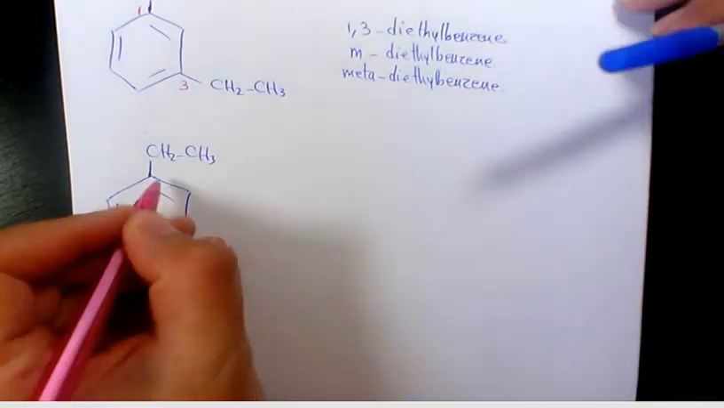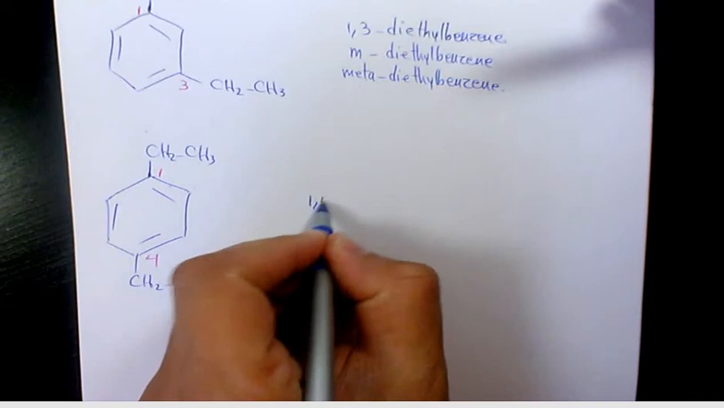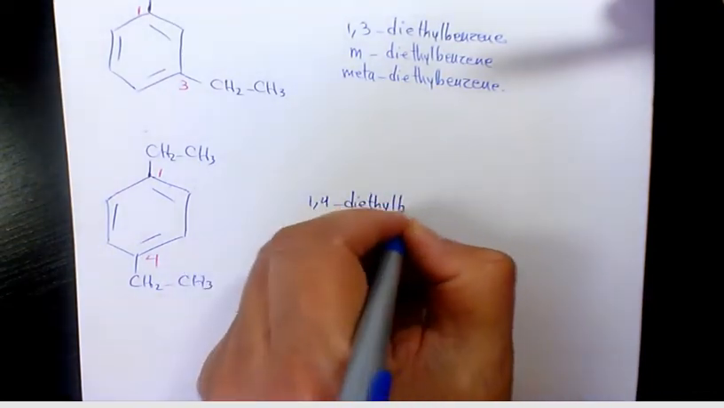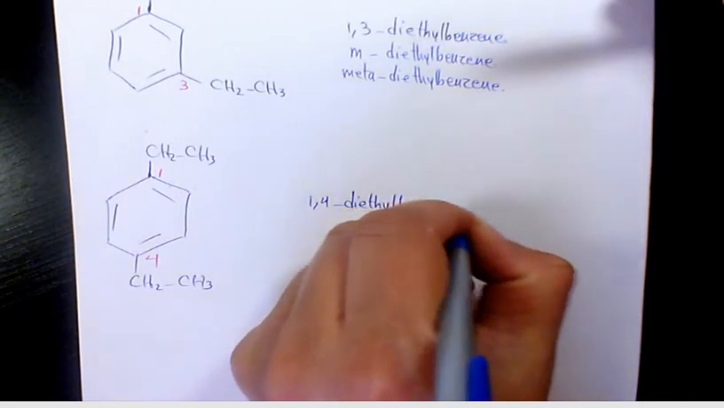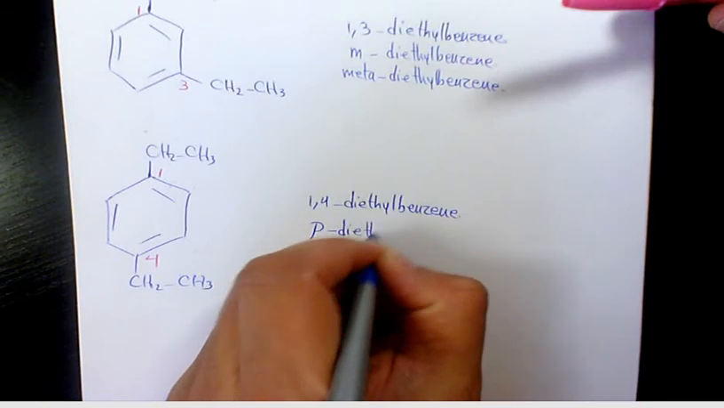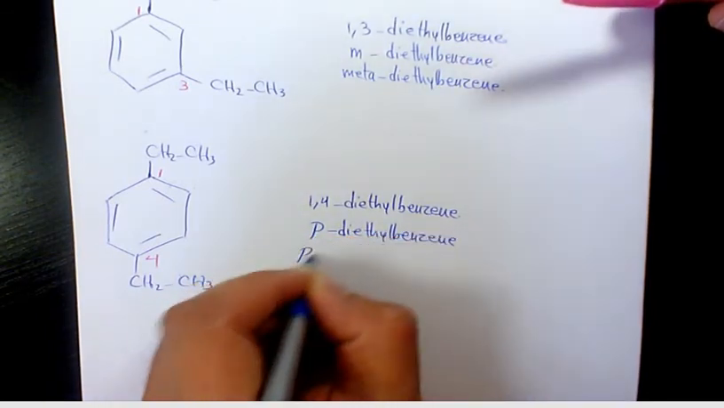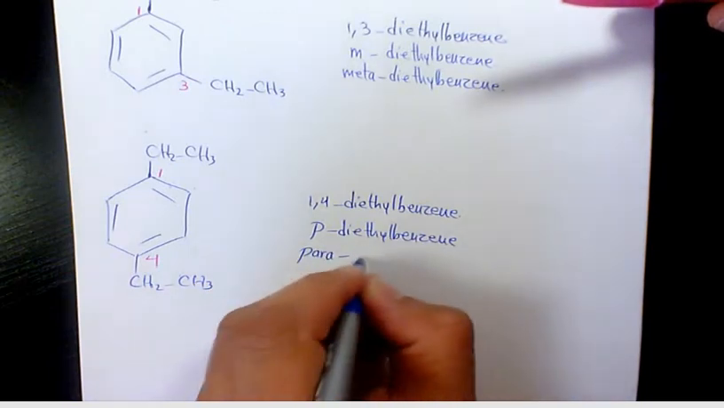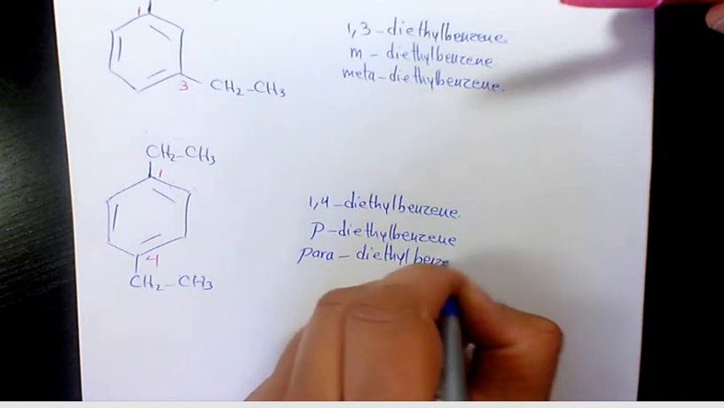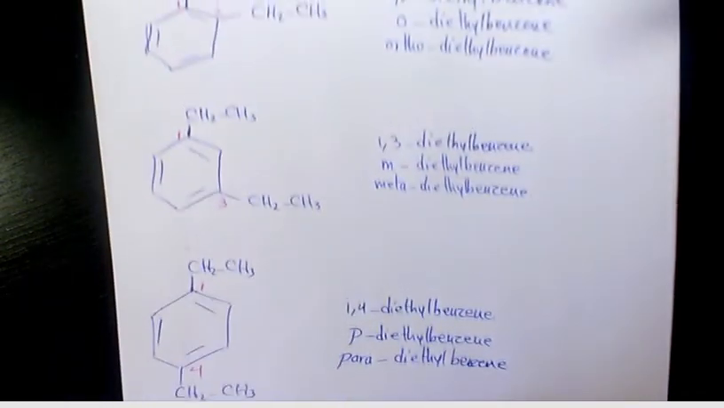Next is going to be 1, 2, 3, 4. It's going to be 1 and 4. Diethylbenzene. Or para, p-diethylbenzene, or you write it as para-diethylbenzene. So these are the names of these organic compounds.